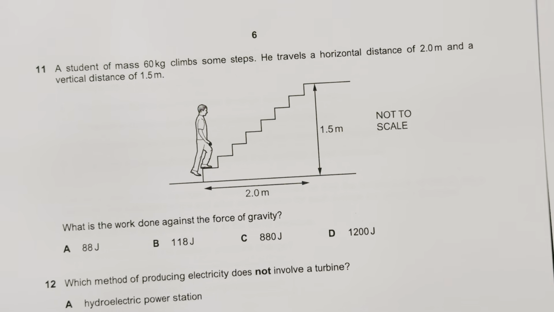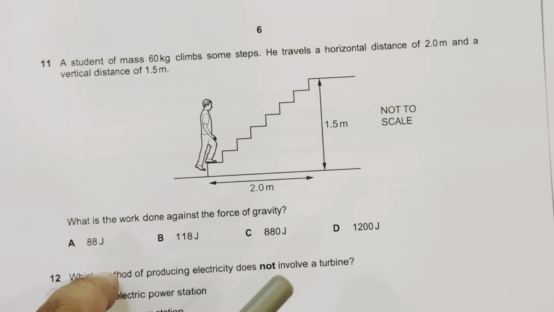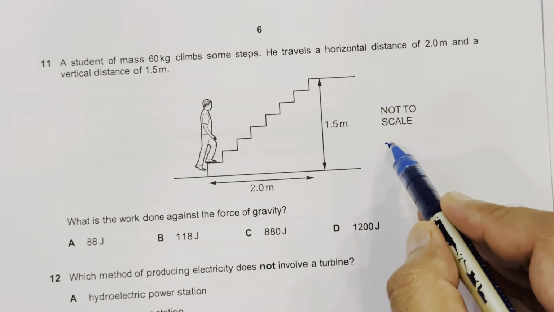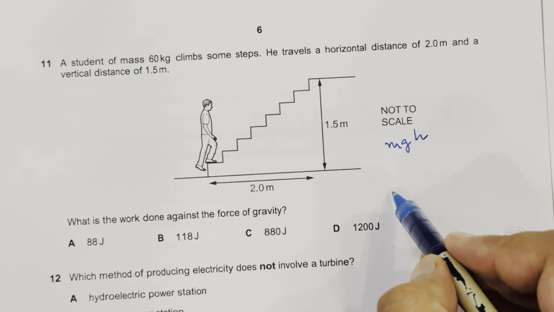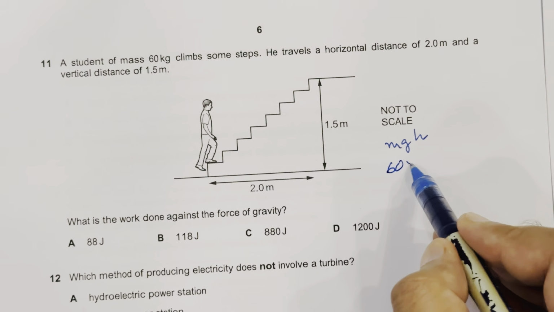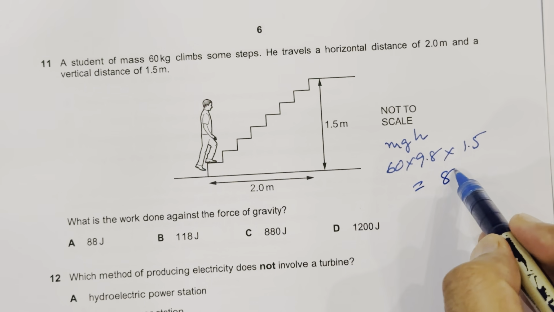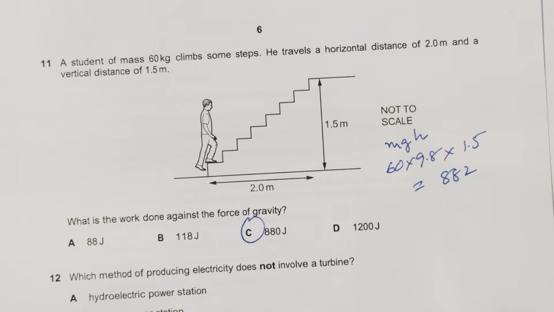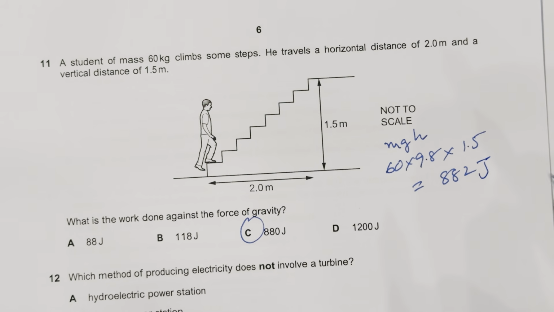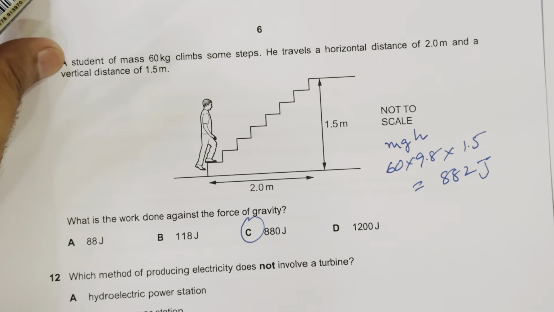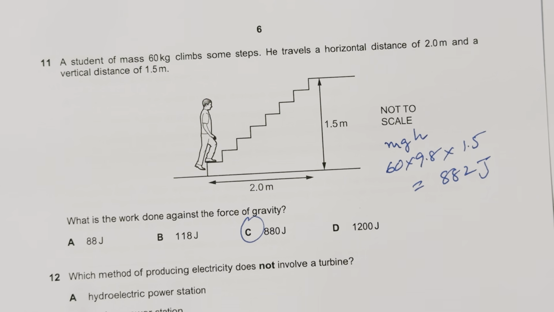Question 11 is also like the previous question. A student of mass 60 kg climbs some steps. He travels a horizontal distance of 2 meters and a vertical distance of 1.5 meter. What is the work done against the force of gravity? We know the formula we have already written in the previous question as well, that is equal to mgh. Now the mass over here is 60 kg, the value of g is 9.8, and the value of height is 1.5. After multiplying this, we get the value 882, that is close to 880 joules. So this is our answer. Moving to question number 12.